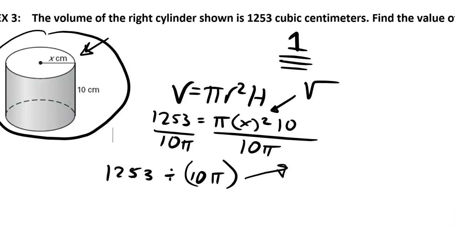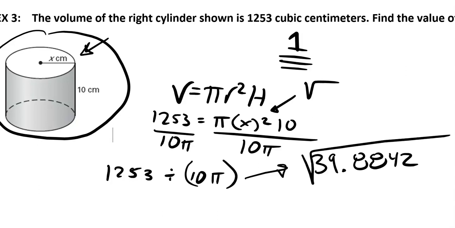When you put that in your calculator, what do you get? And there should be a pi button in your calculator. If you don't have a pi button, you probably will be able to get by with 3.1415. But when you do 1253 divided by 10 pi, you end up with 39.88. Okay, if you are going to round, since we're going to square root this, go very, very far. Give me like 4 or 5 numbers. 39 point. Okay, that should be good. And then you should be able to square root that and you will get your answer.